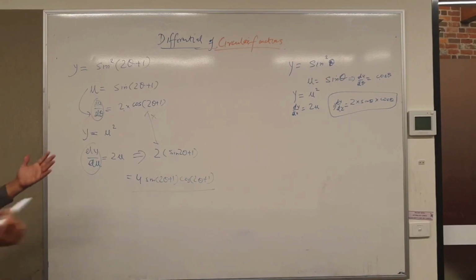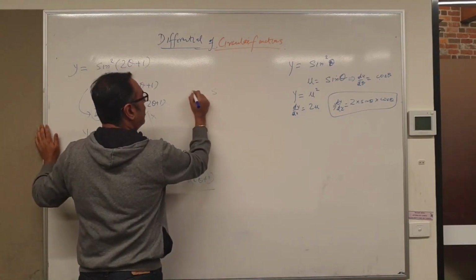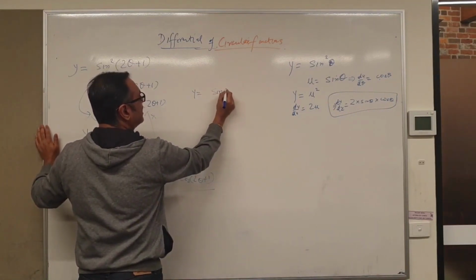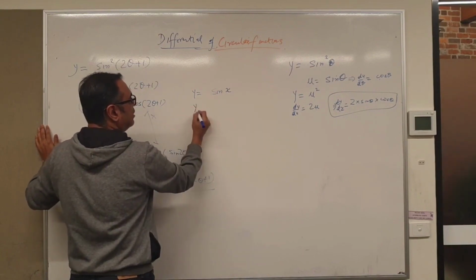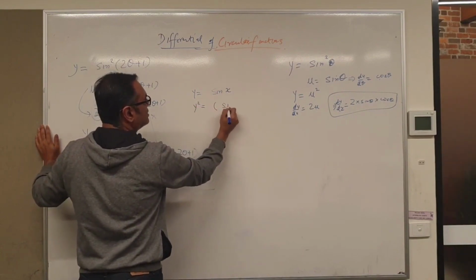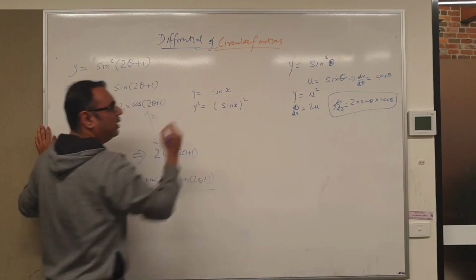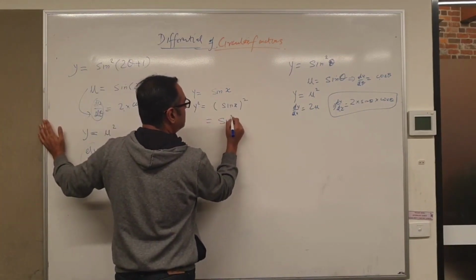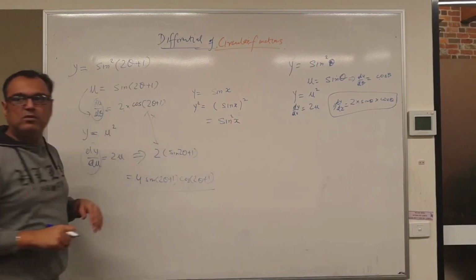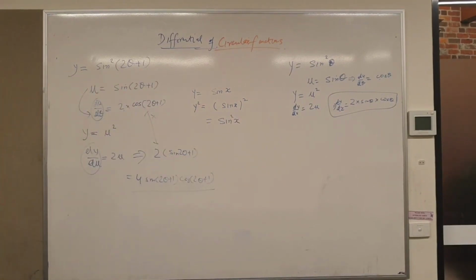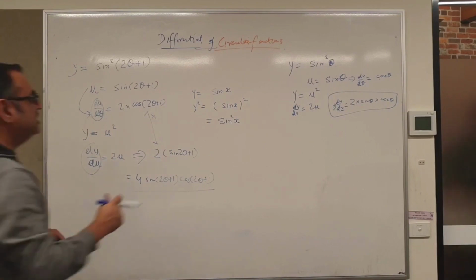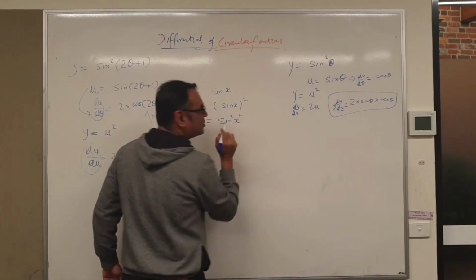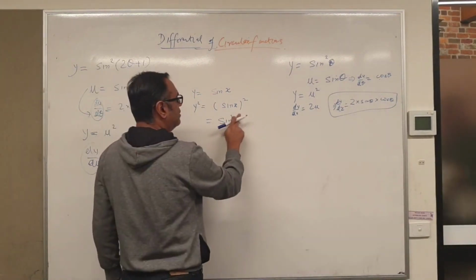Circular function. Y equals to sine x, let's say. What is y square? I'll say sine x whole square. And when I open this up, what will that be? Sine square x, no? Yes or no? I won't say sine square x square. No, no, no. Don't do that.